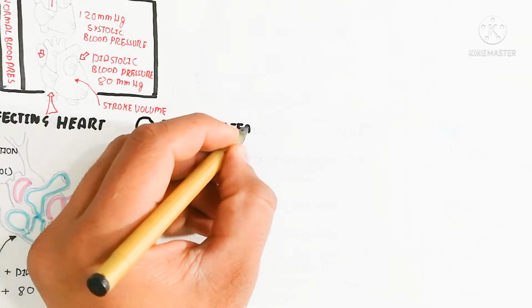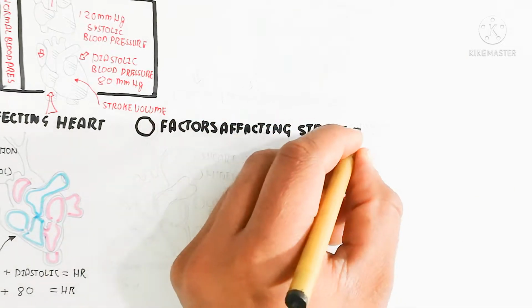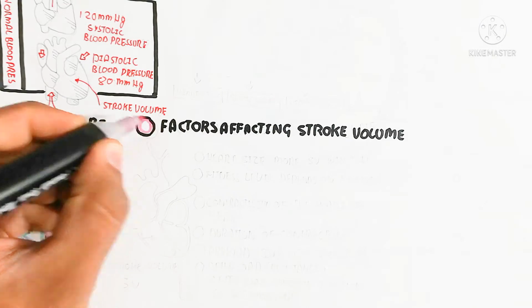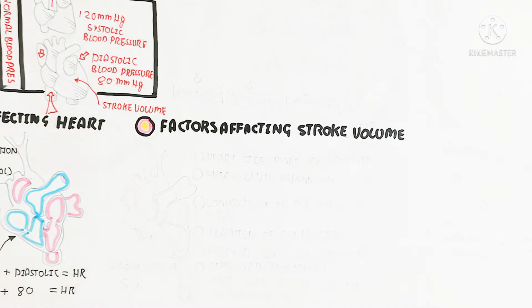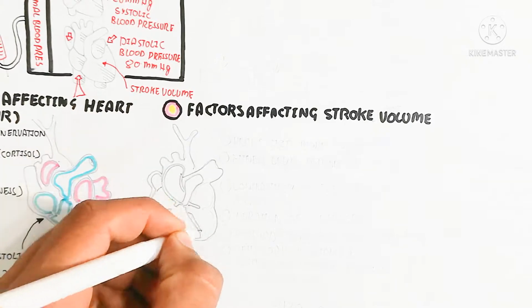So it can be basically diastole and systole both beat. So here are the factors affecting stroke volume that we will discuss. Previously we were discussing the factors affecting heart rate, but here are the factors affecting stroke volume.